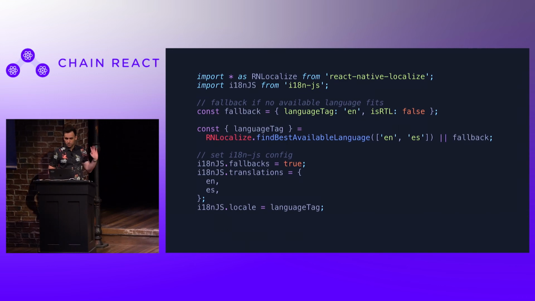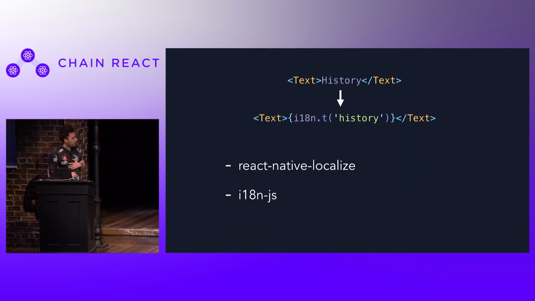And the setup is like this. This is a file with the setup. So basically, it's this React Native Localize. It's trying to find the best available language of your phone. So I support right now English and Spanish. And if your phone is in a different language, it will go to the fallback, which is English. So you set up that stuff, and instead of hard-coding strings, you can just write it in this way.